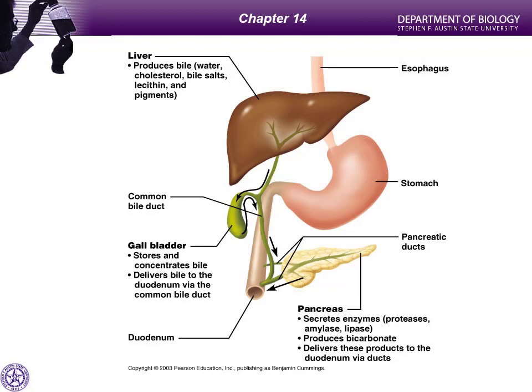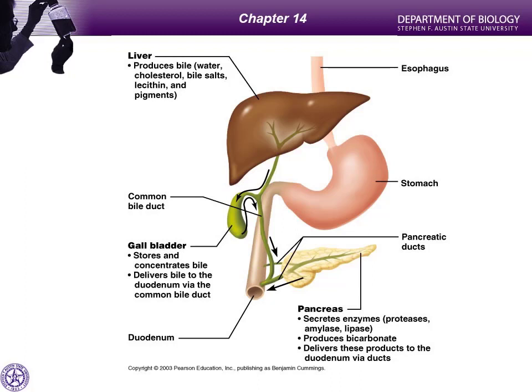Here we have the pancreas that sort of looks like a leaf. And the green is going to be the duct that carries the enzymes and the sodium bicarbonate from the pancreas and dumps it into the duodenum to neutralize the acid and to finish the process of chemical digestion.